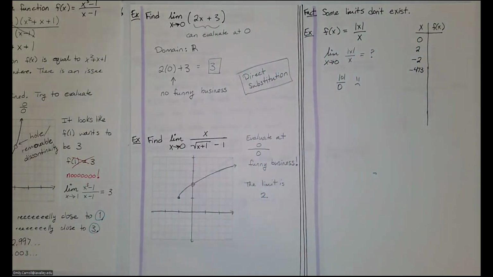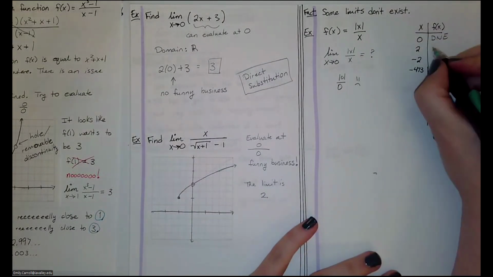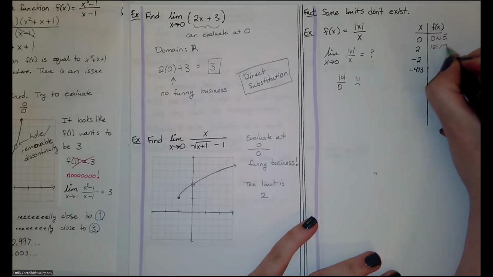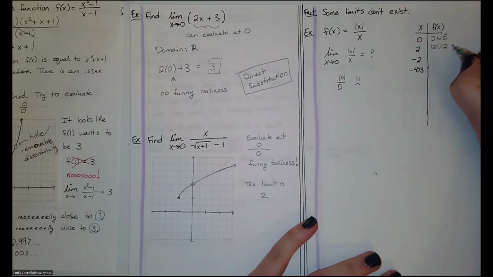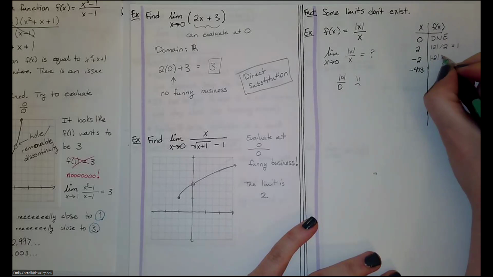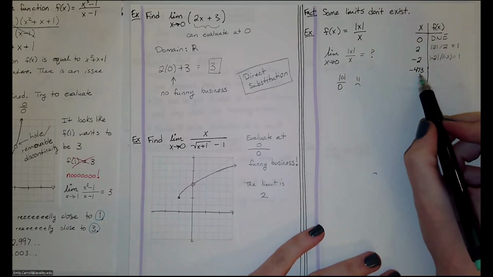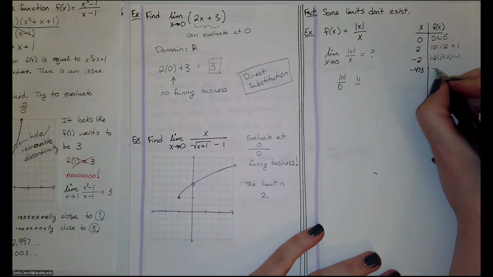When you can evaluate the function at the value that it wants to approach, and you can get the answer that way, that's called direct substitution. So f of 0 does not exist. f of 2 is absolute value of 2 divided by 2, which is 2 over 2, and that's 1. f of negative 2, well, that's going to put a negative here. So now this is a positive 2 on top, and they're divided by negative 2, so it's negative 1. Similarly, f of negative 473 is also going to be negative 1.